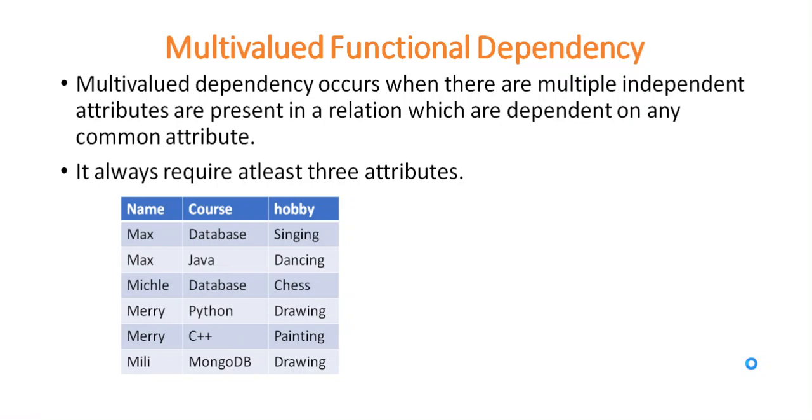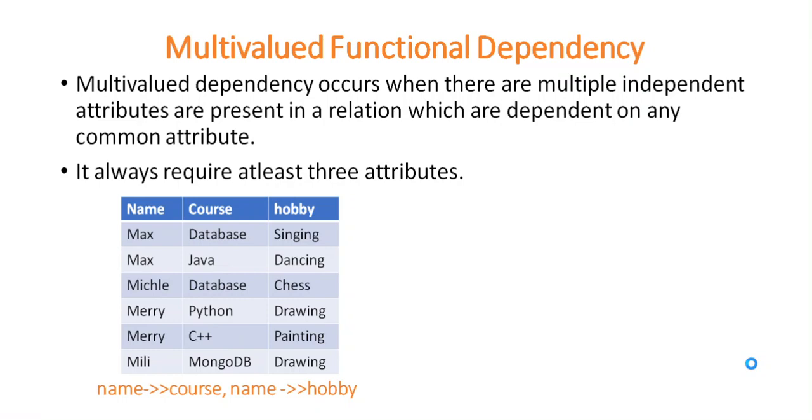Here we have an example of one table. This table consists of three attributes: name, course, and hobby. Name of a person, the course for which that person has enrolled, and the hobby that person has. So here we can say that name is determining course. Okay, so it is true. Max has enrolled for database, Max has enrolled for Java.